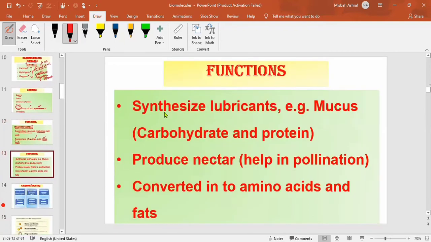And then other functions: they also synthesize some of the lubricants. One example of a lubricant I gave you is present between our joints. But there are some other lubricants known as mucus, and this mucus is made up of carbohydrates and proteins. So when we discuss the functions of proteins, we will also say that proteins are used to synthesize mucus.